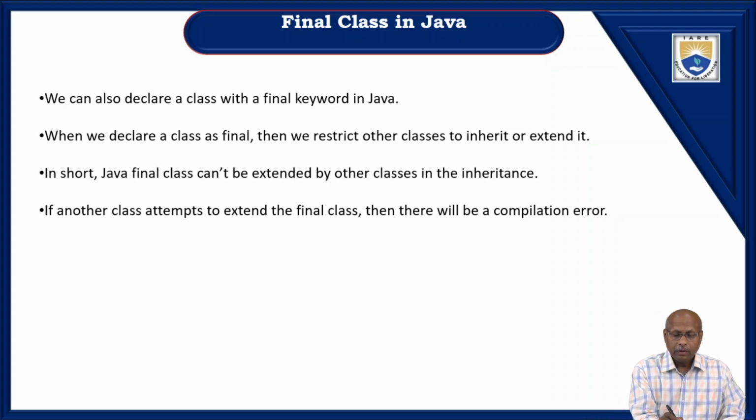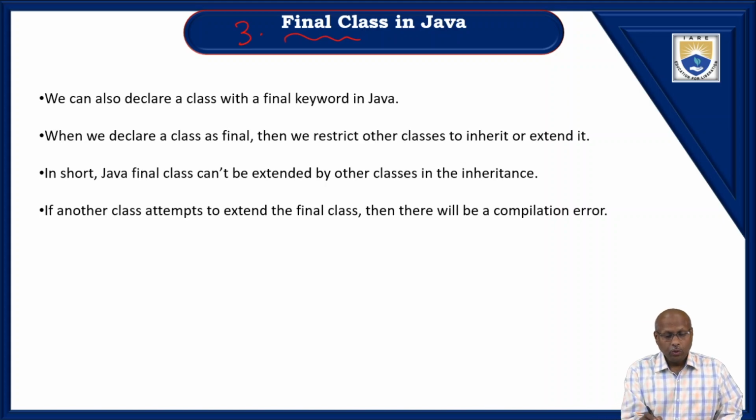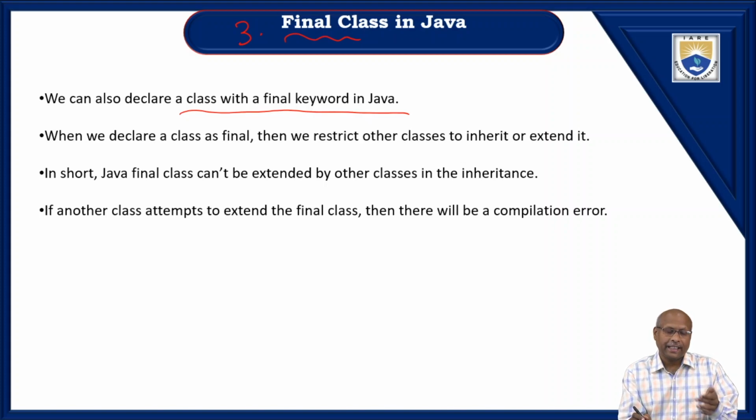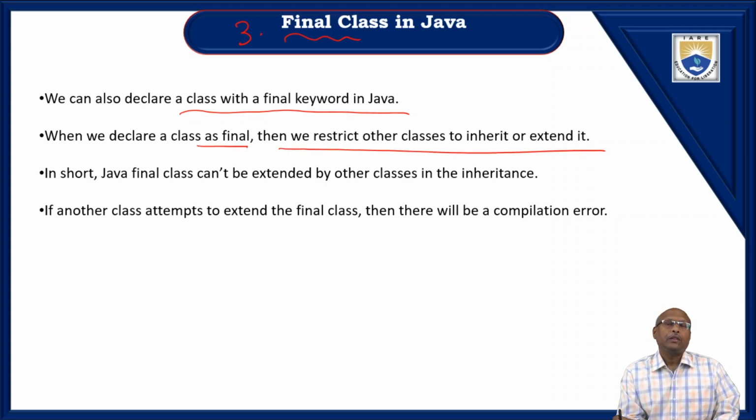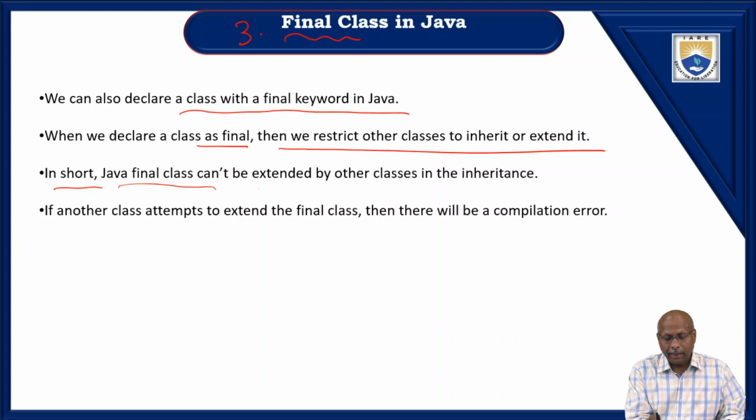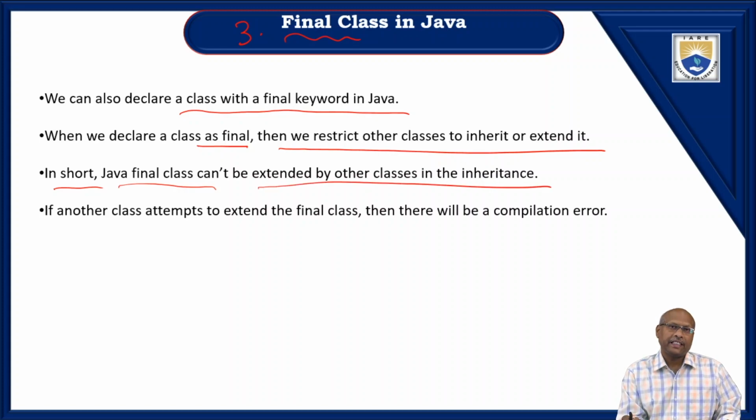Now, how to use the final class? This is the third concept. We can use the final keyword before the class also. So we can declare a class with the final keyword. That means you cannot inherit. When you declare the class as final, then we restrict the other classes from inheriting or extending it. Nobody should extend. In short, a Java final class cannot be extended by other classes in inheritance.